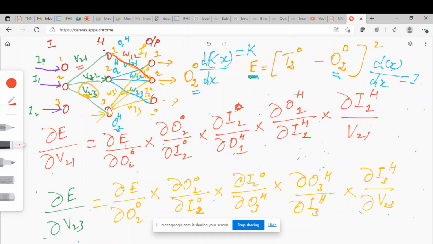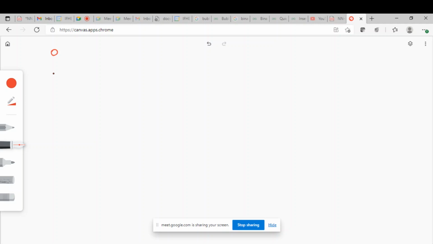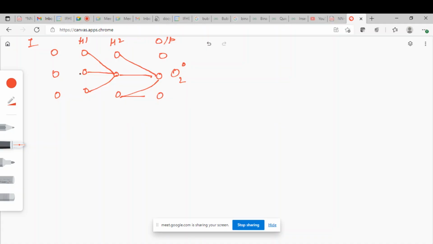So let me draw a neural network. Say this is the input layer, 3 neurons. So this is H1, hidden layer 1, the first hidden layer, 3 neurons. This is H2, hidden layer 2, say 3 neurons. This is the output layer. Here also we have 3 neurons. Let us consider the output of the second neuron of the output layer. It takes input from everywhere. Actually every neuron of the previous layer is connected to every neuron of the next layer, but we are not drawing the full diagram.